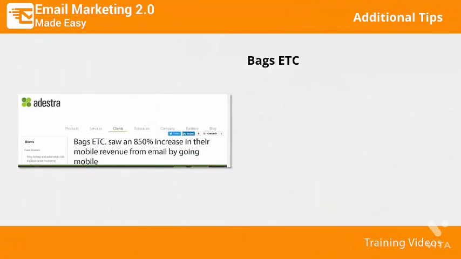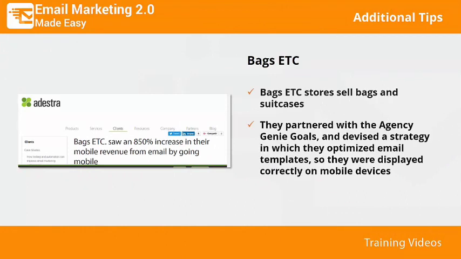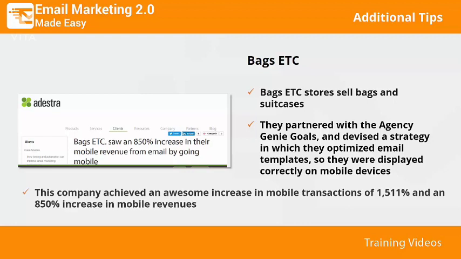Bags Etc. Bags Etc. stores sell bags and suitcases. They partnered with the agency Genie Goals and devised a strategy in which they optimized email templates so they were displayed correctly on mobile devices. This company achieved an awesome increase in mobile transactions of 1,511% and an 850% increase in mobile revenues.